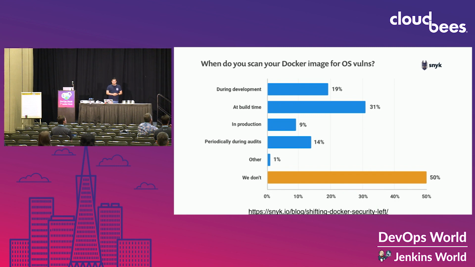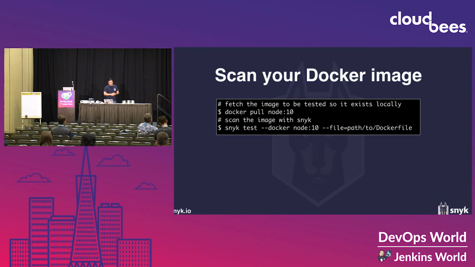When do people scan for operating system vulnerabilities? Well, a lot of people do it at build time. It's more common, particularly in containers, for people to do that rather than shifting fully left to the developers. And it also depends on the persona, the people in the team that actually build those Docker containers and support those Docker containers. We can see that half the people don't scan for operating system vulnerabilities, which is pretty shocking.